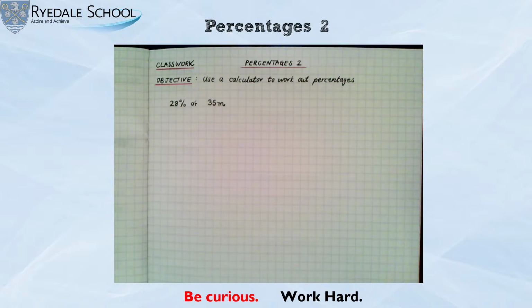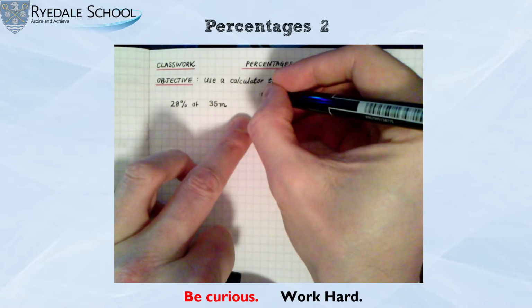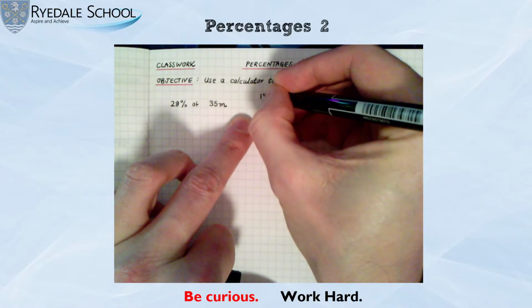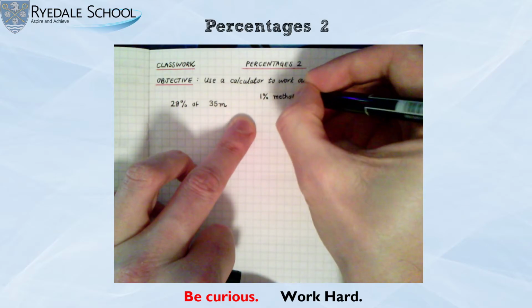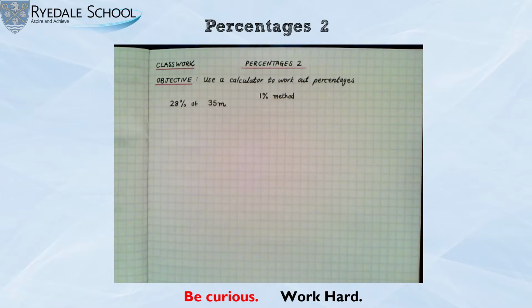If you wanted 8%, you could do 1% 8 times. If you wanted 12%, you could do 1% 12 times. So the first method that we're going to talk about is what I'm going to call the 1% method. And I think this method links most closely to what we were doing last lesson. So I'm just going to put a little subtitle, the 1% method. Okay, and I'll just underline it.